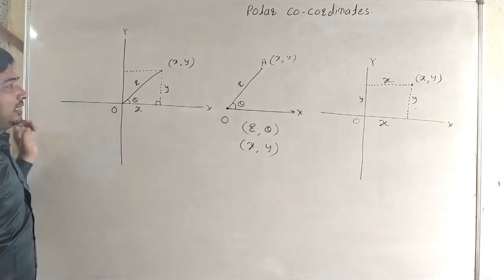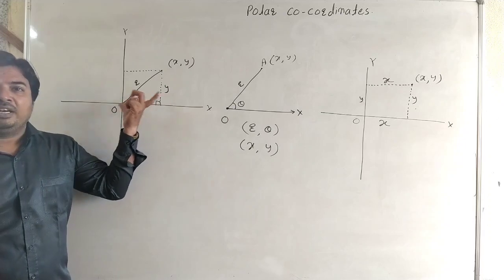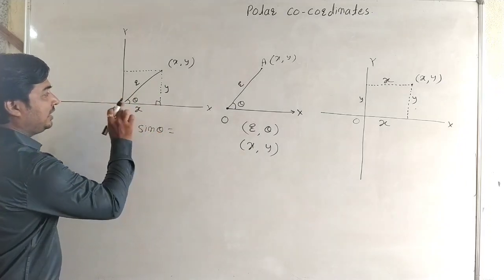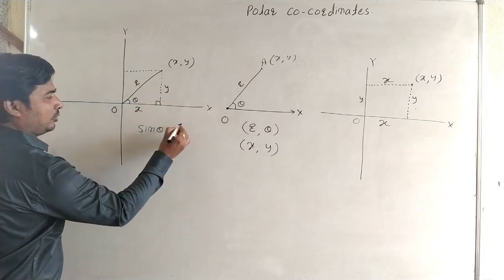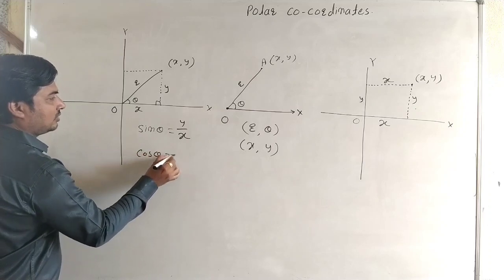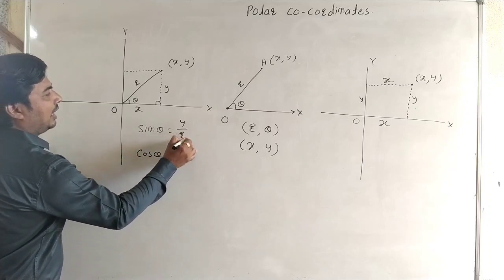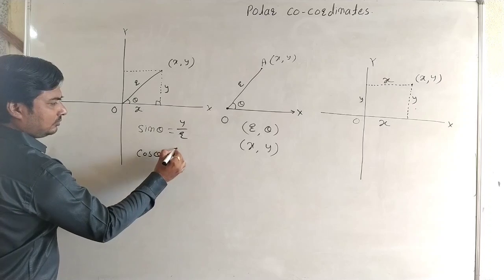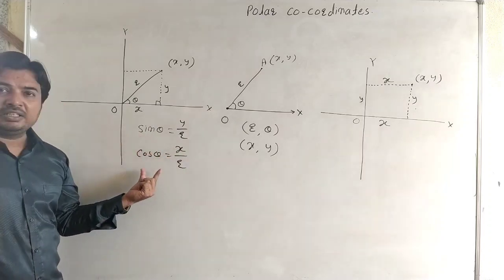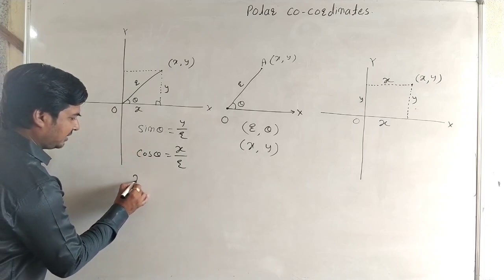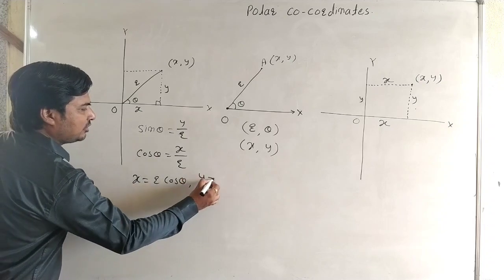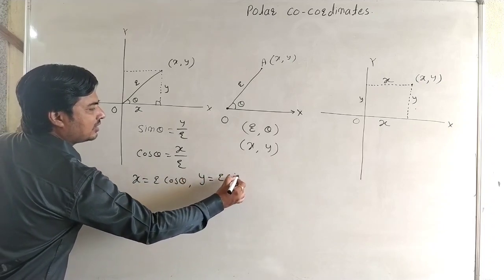And now we first find sin theta and cos theta. See carefully, sin theta is opposite side upon hypotenuse, that is y by r. And cos theta is x by r. Therefore we can write x is equal to r cos theta and y is equal to r sin theta.